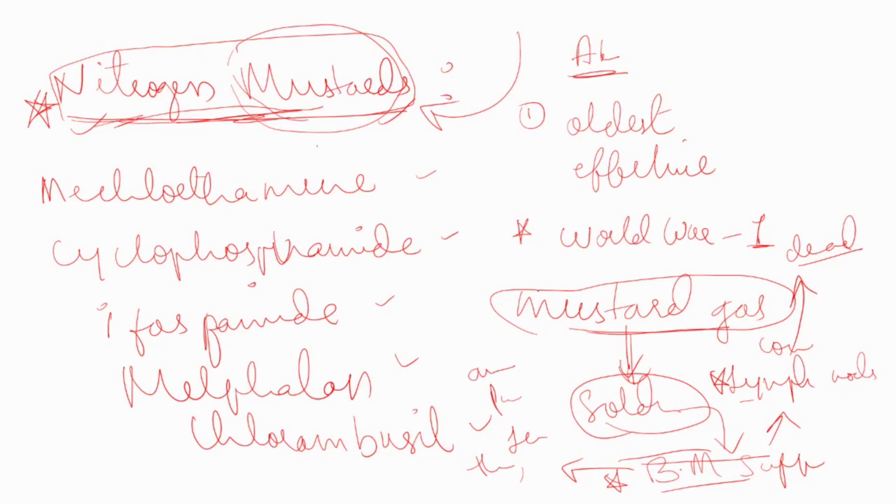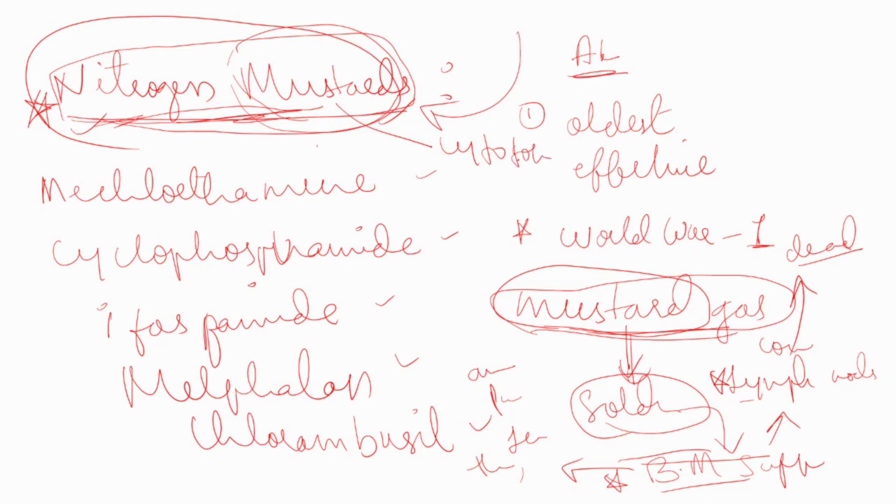In the 1940s, Goodman and Gilman studied this mustard gas, and they found that nitrogen mustards are compounds with a cytotoxic property, and this cytotoxic property can be used for certain cancers. From then, these nitrogen mustards, the alkylating agents, were very commonly used for different cancer conditions. Now let us discuss these nitrogen mustards, alkylating agents.